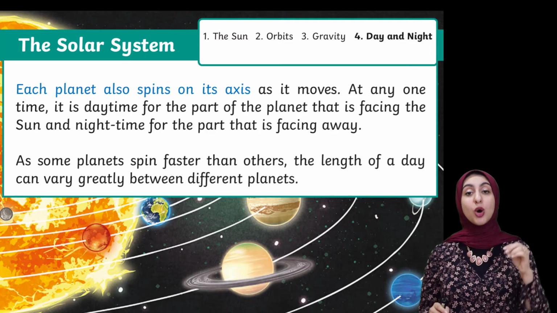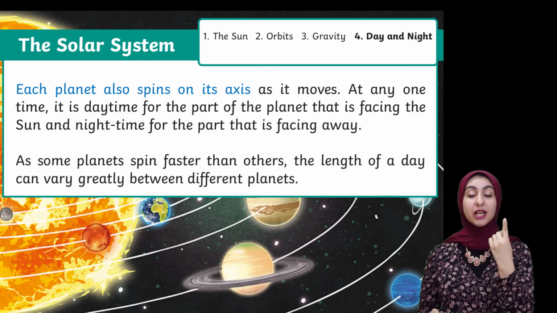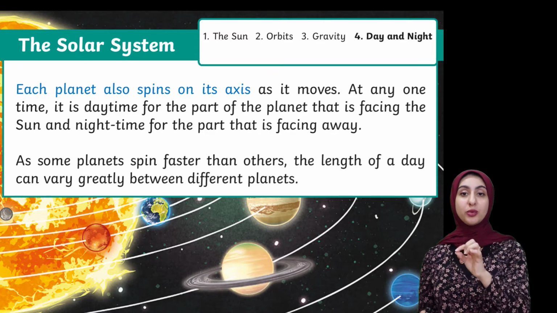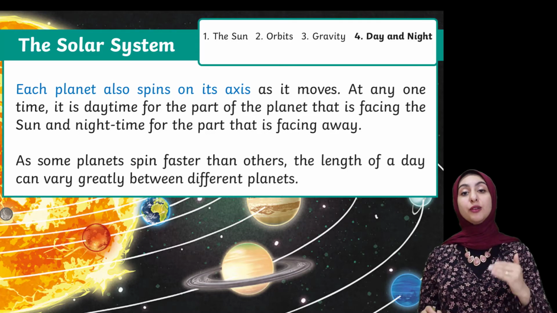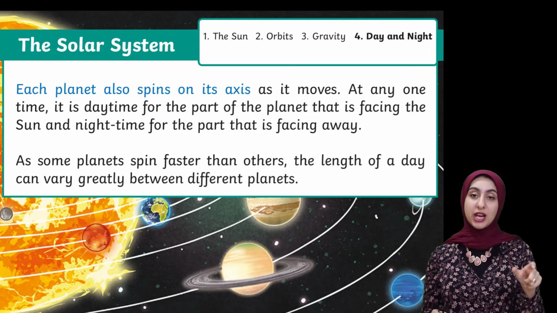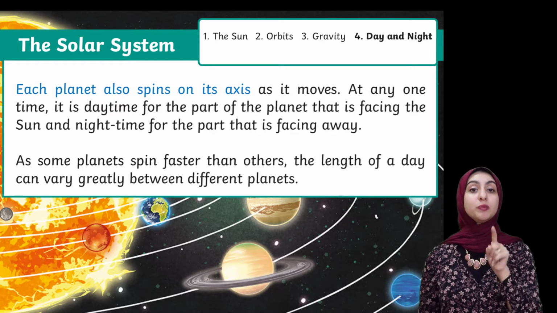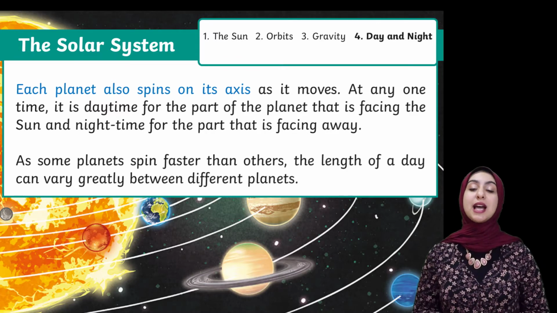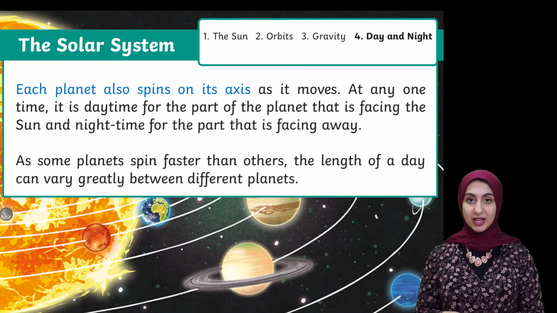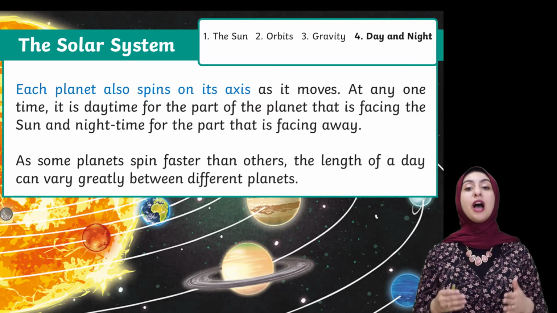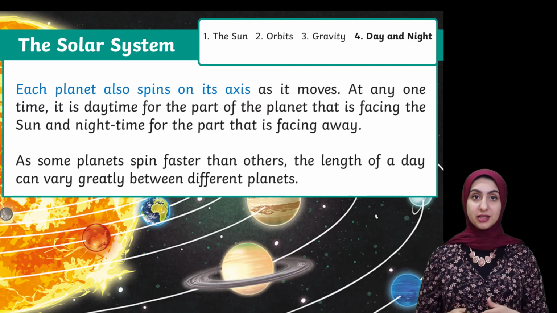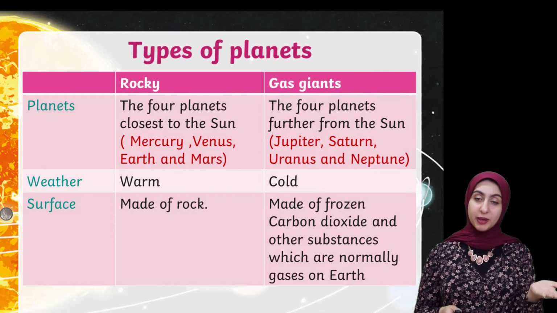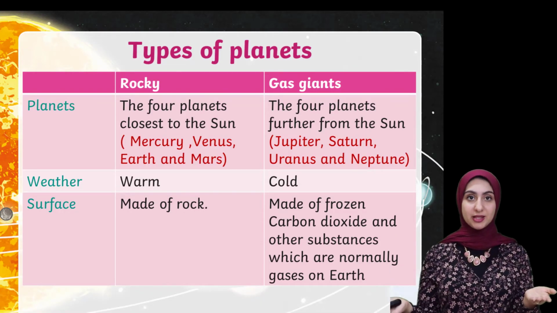We know that on Earth, one day equals 24 hours, right? But on different planets, this may change. This is according to the speed of that planet, which is making it spin on its axis. Okay? Here we have 2 types of planets. We have rocky planets and gas giant planets.